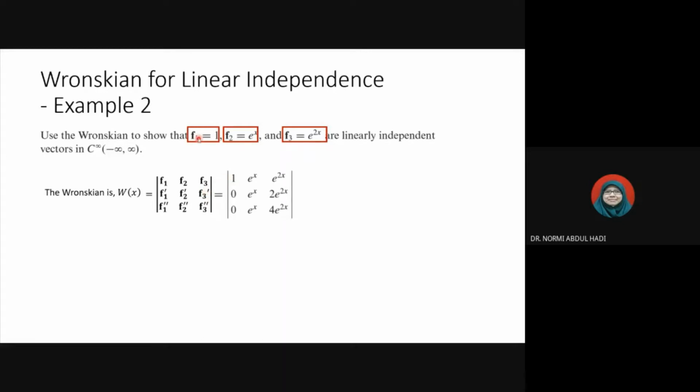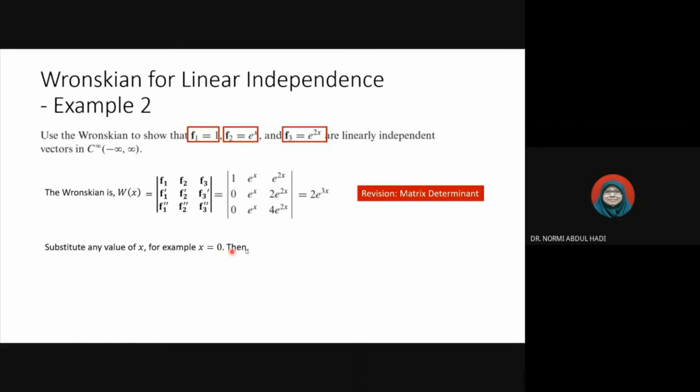So f1 is 1, f2 is e to the x, f3 is e to the 2x, column by column. Differentiate 1, get 0, and then differentiate 0, you get 0. The second function is e to the x; differentiating e to the x gives e to the x, and differentiating again gives another e to the x. For f3, e to the 2x, differentiate it. Computing the determinant, the Wronskian is 2 e to the 3x.